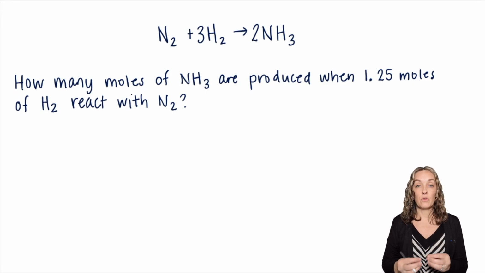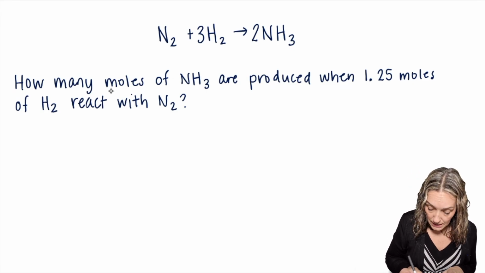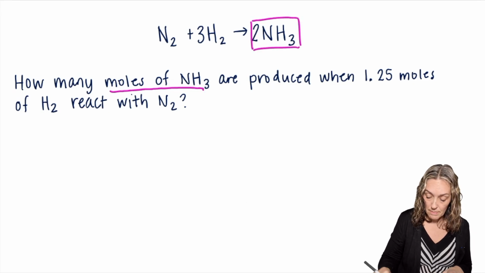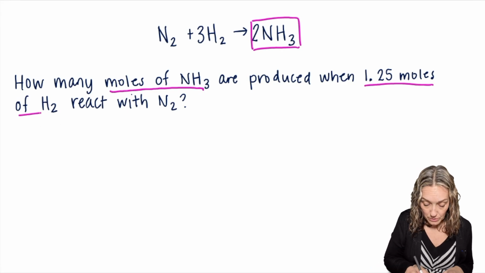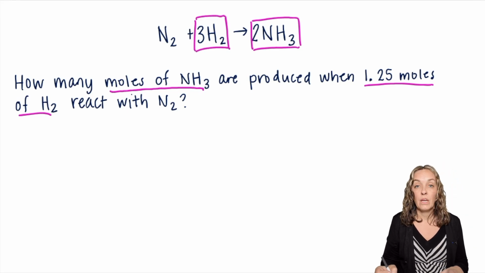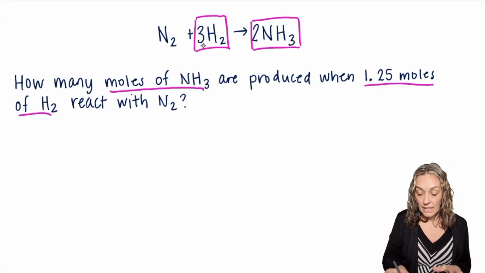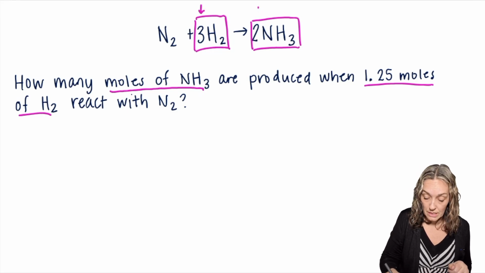So again, I'm going to approach this the same way I did the sandwich problem. I'm going to identify the 2 substances that I care about the amount of. It's asking me how many moles of NH3, so I'm going to find NH3 in the balanced equation. Then it's telling me 1.25 moles of H2, so I'm going to identify the H2 in the reaction. Now I want to compare those 2 substances only. And those 2 substances will always react in a 3:2 ratio based on the coefficients that are out front.